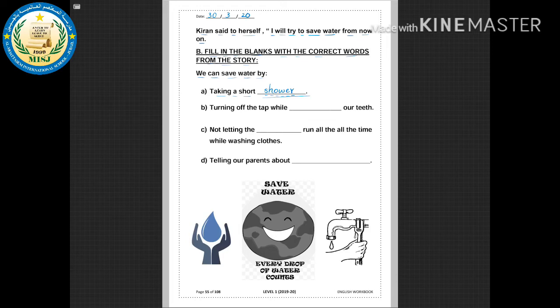Part B, let's read together. Turning off the tap while dash our teeth. So students, we should turn off the tap while we are what our teeth? Brushing. Excellent.